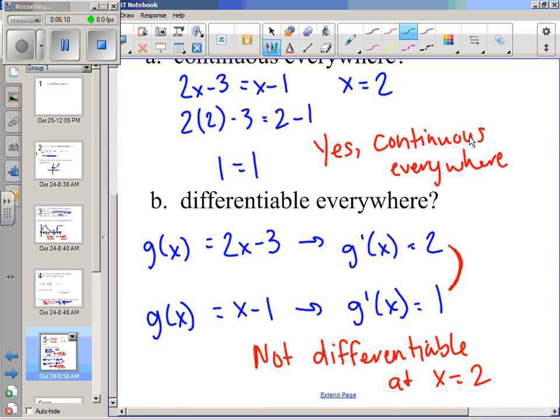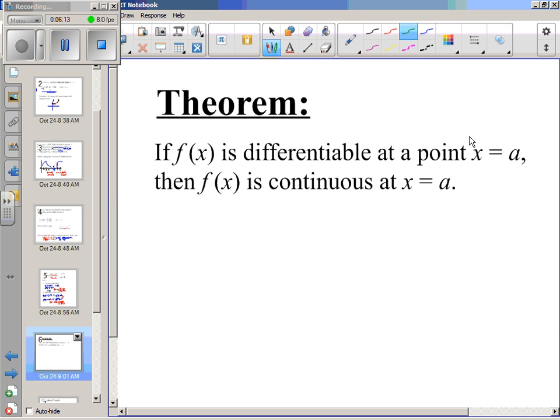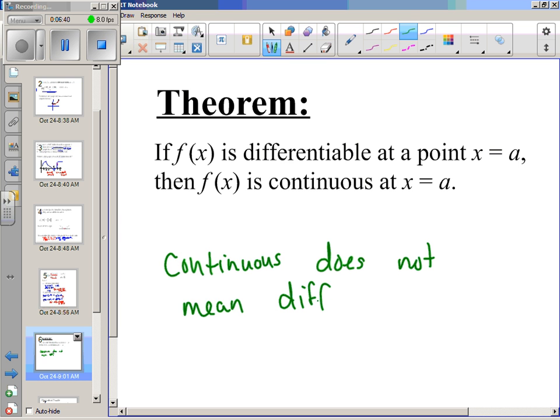Okay, so here we have a continuous function that is not differentiable. And we're going to use this knowledge to come up with a little theorem here. What our theorem says is that if we have our function and we're at a point x equals a, so for that last example we used 2, but in general, if we're differentiable at any point x equals a, then we can also say it's continuous. So if it is differentiable, then it is continuous. Unfortunately, we can't say the same thing about a continuous function. So continuous does not mean that it's differentiable. It might be, and it might not. We have to go ahead and check that. But if it is differentiable, then we know it's also a continuous function.